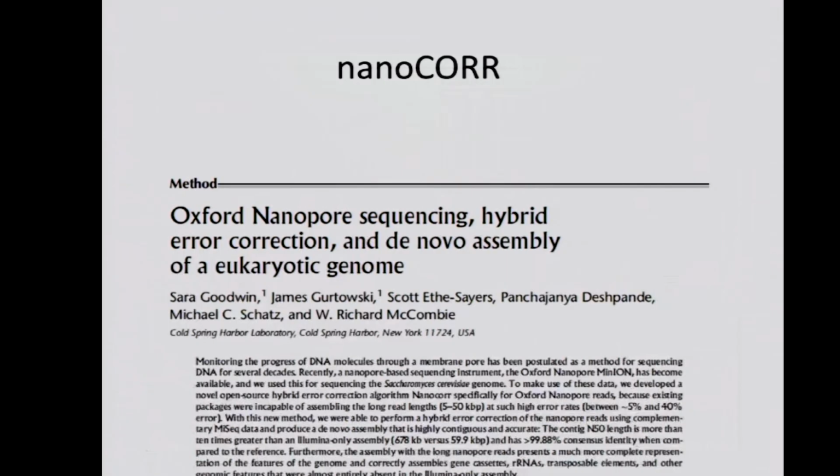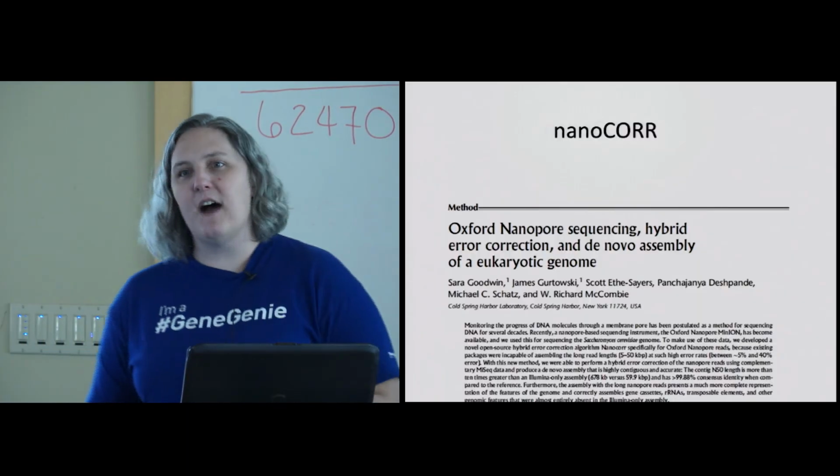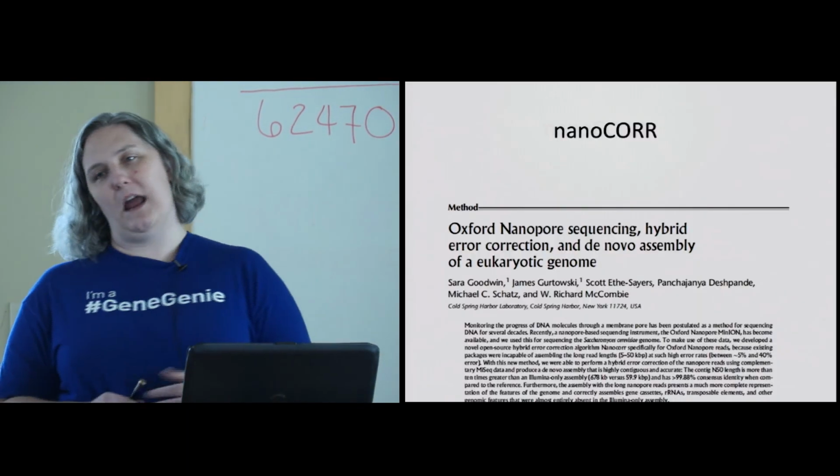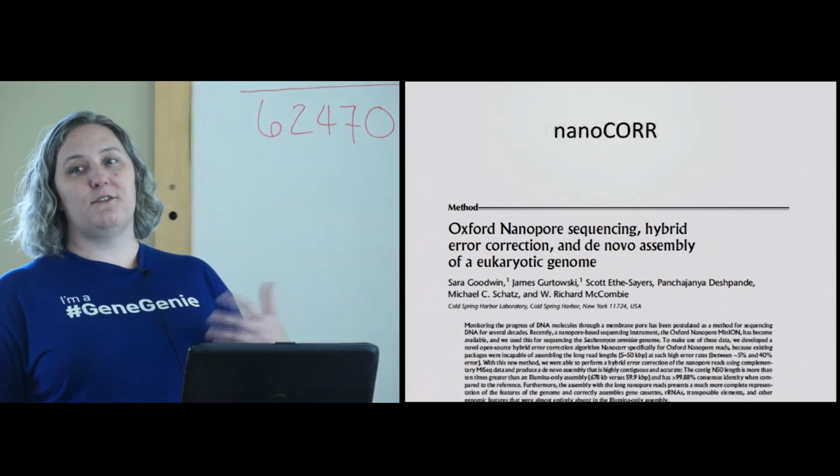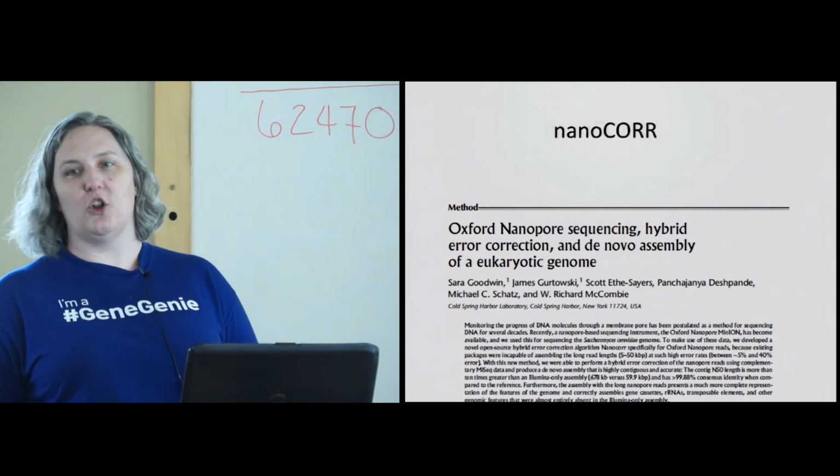Okay, next level of difficulty. You've got your data, you've QC'd it, you've seen your 5-mers, you've seen it's good. What do you do with it now? You want to assemble it perhaps. Well, we've already discussed that Nanopore data is fairly errorful, okay?